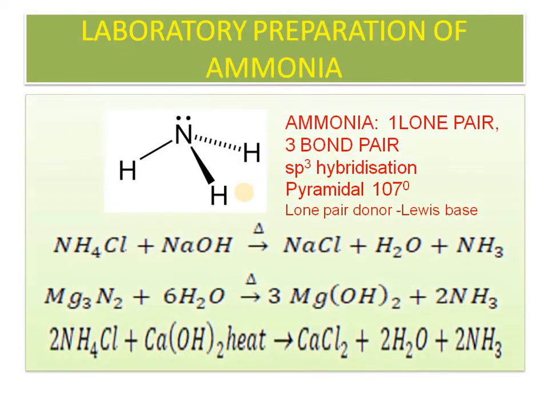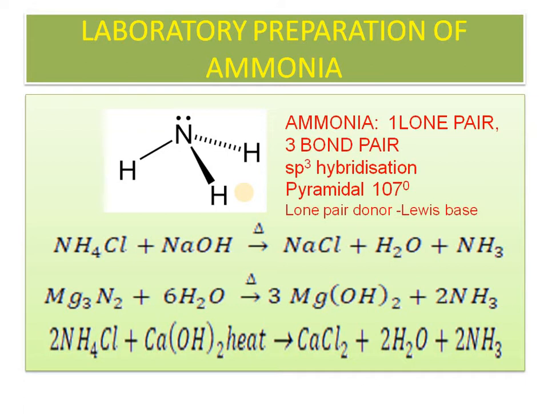So let us start. The laboratory preparation of ammonia. Ammonia, you know the formula is NH3 and the hybridization is sp3. It is not tetrahedral due to the presence of one lone pair. The geometry is tetrahedral, but the shape actually is pyramidal due to the presence of one lone pair, which decreases the angle from 109.5 to 107 degrees. And because it has one lone pair, it acts as a Lewis base.